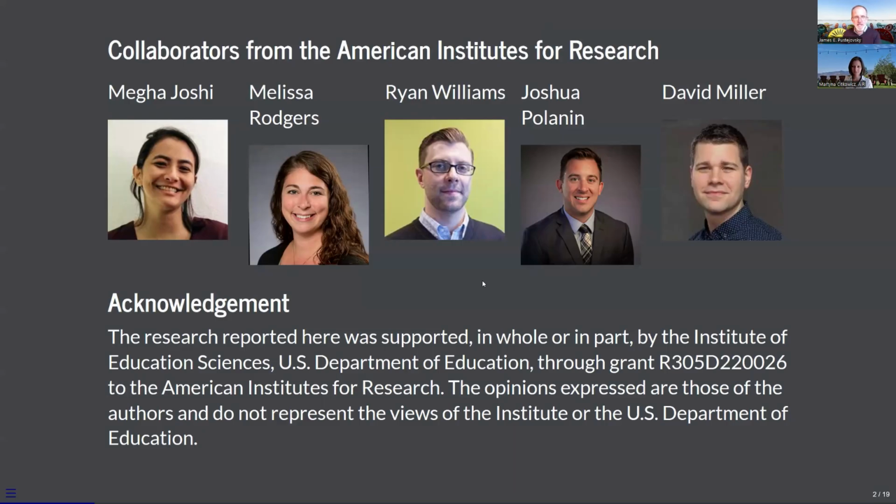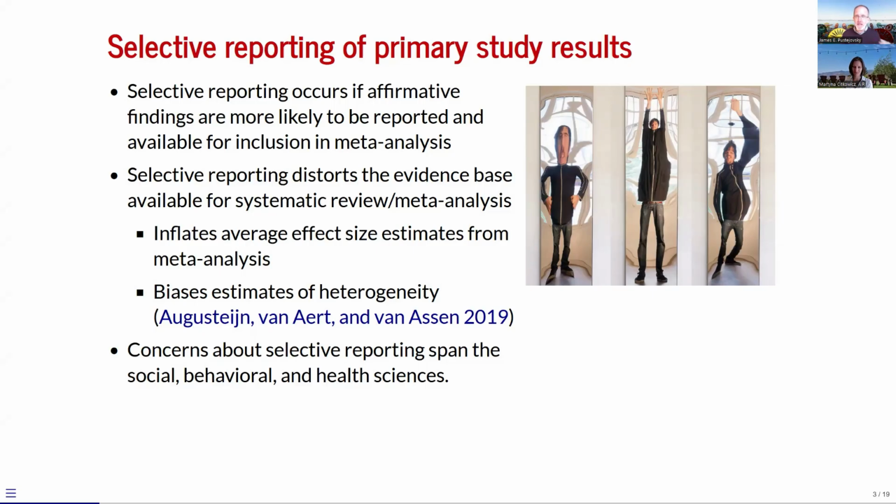As usual, what we're presenting here today represents our own views, not the Department of Education or the Institute of Education Sciences. Our project is concerned with the issue of selective reporting of primary study results. By selective reporting, we mean when affirmative findings, so statistically significant results that are consistent with theory, may be more likely to be reported and available for meta-analysis than results that are non-affirmative or say in the opposite direction or are not statistically significant. And if those types of findings tend not to be reported, that creates distortions in the evidence base available for systematic reviews and meta-analysis.